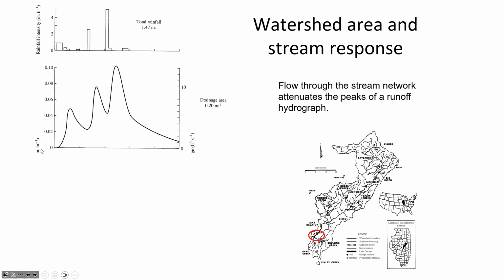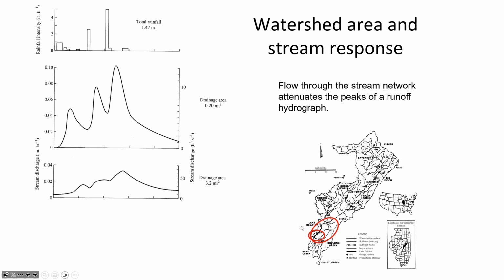Like if this is the same time units on the horizontal axis, like maybe these are hours, 1 hour, 2 hours, 3 hours, 4 hours, then there's just a few minutes delay from when it starts raining again and when there's a pretty high peak runoff in this small watershed where the drainage area is just 0.2 square miles.